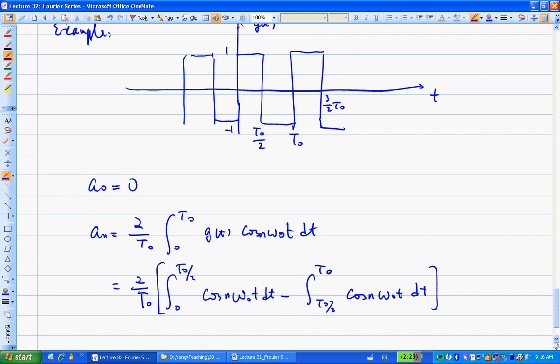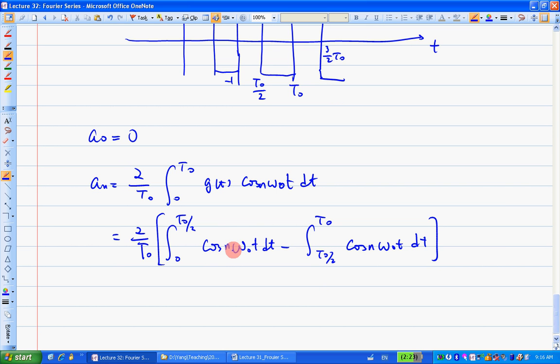Right? So that's how you're going to carry out this a naught here. Then this is basically sine, cosine, and then you plug in the limits to calculate the a naught, right? The an here, okay? The an. You'll see that it's actually going to be 0. That's the traditional approach to calculating these integrals.